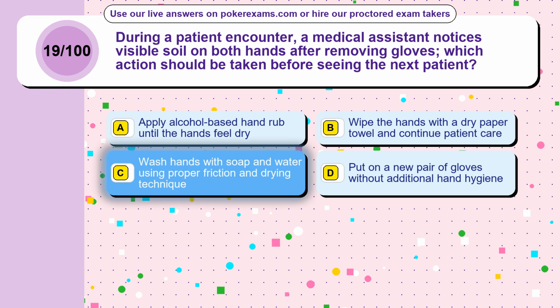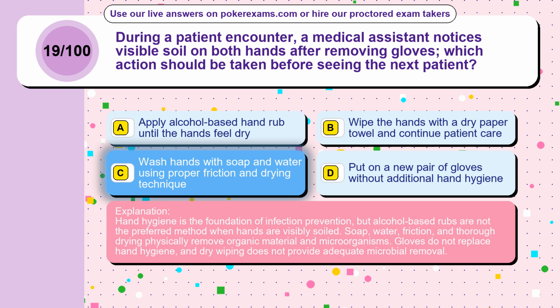The correct answer is option C. Wash hands with soap and water using proper friction and drying technique. Hand hygiene is the foundation of infection prevention, but alcohol-based rubs are not the preferred method when hands are visibly soiled. Soap, water, friction, and thorough drying physically remove organic material and microorganisms. Gloves do not replace hand hygiene, and dry wiping does not provide adequate microbial removal.